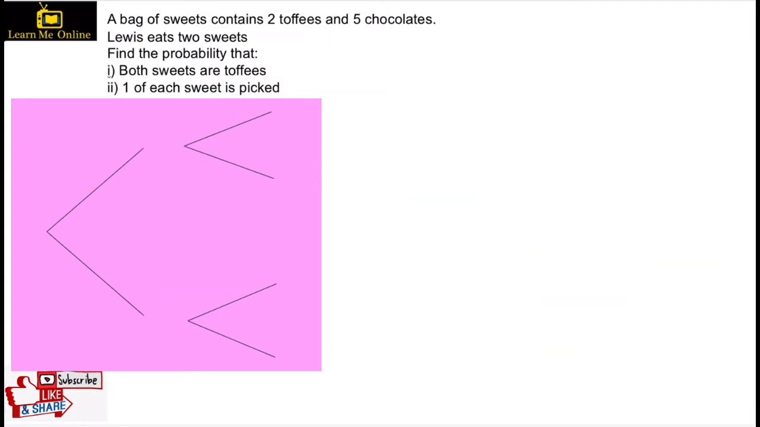I'm going to start by reading the question. Here it says there's a bag of sweets which contains 2 toffees and 5 chocolates. Lewis eats 2 sweets. They are not using the words without replacement, but they are saying that Lewis eats 2 sweets.